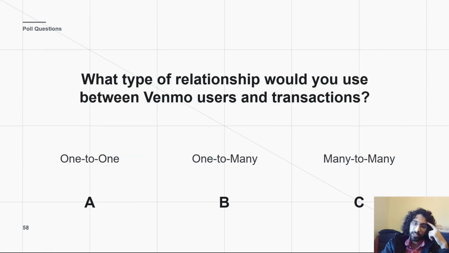Now think about PA2, right? And this is important because for PA3, you're going to be extending what you did in PA2. What relationship would you use between Venmo users and transactions? And I'll let you guys think about that one for yourself.